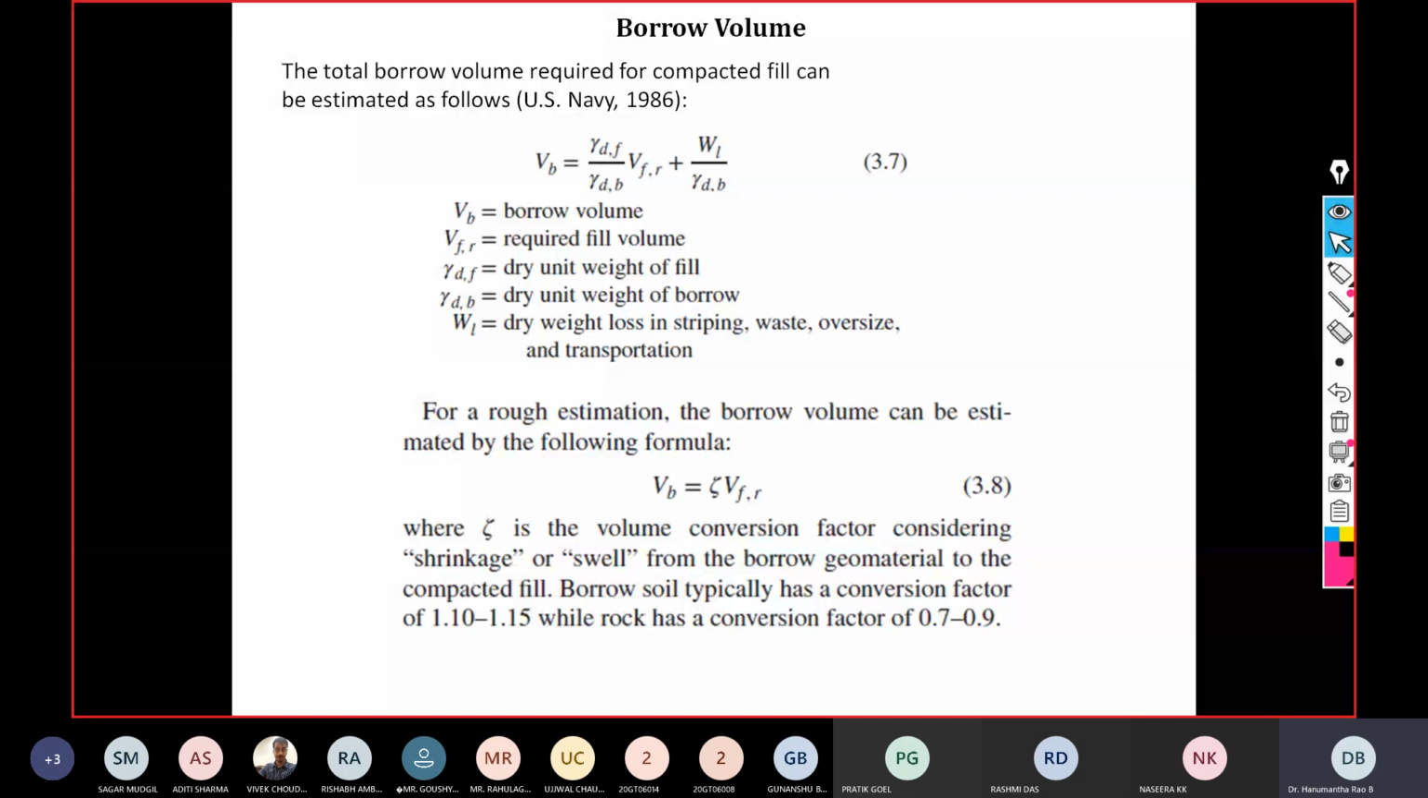Now the additional 10% or 15% might be attributed to the stripping or the loss of the soil during the transportation, and so on. So all losses will be covered in 10 to 15%. But often it may be even less than 1 also. For soil, it is always greater than 1, while for rock, it is less than 1, that is 0.7 to 0.9 times.